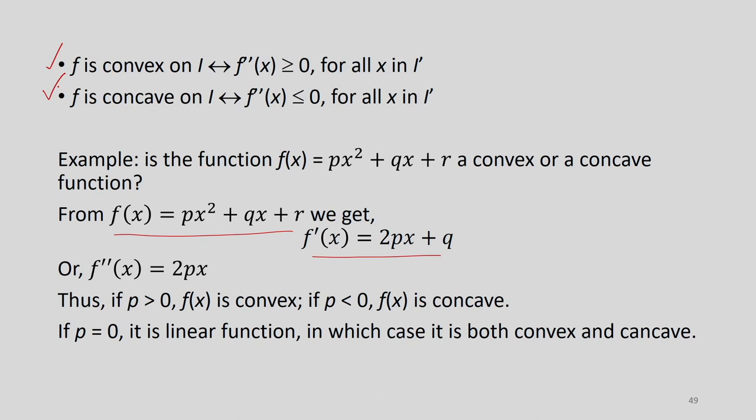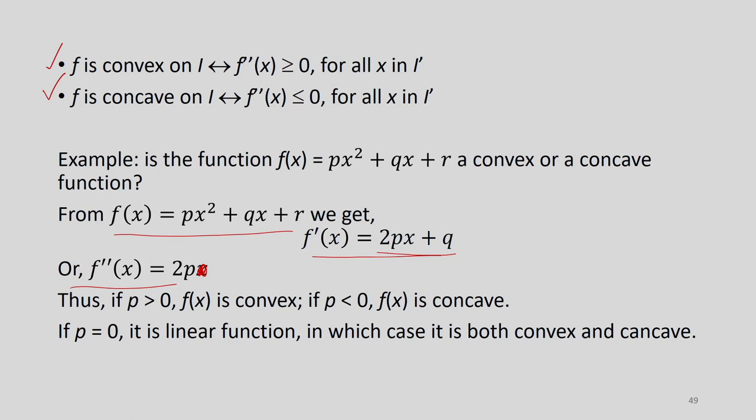So, we take the second derivative, that is we differentiate this function once again with respect to x. If we do so, it becomes, this is not x, this is simply 2p. So the second derivative is 2p.